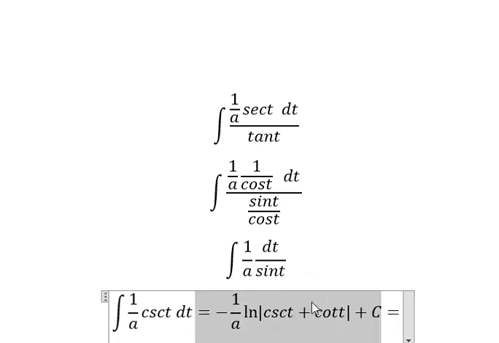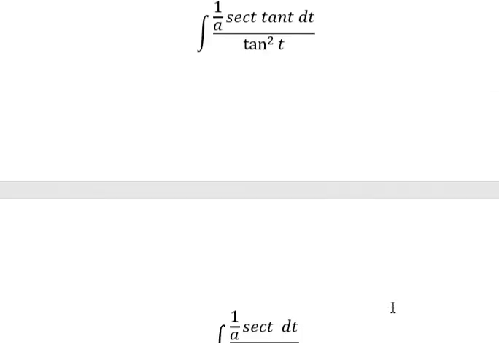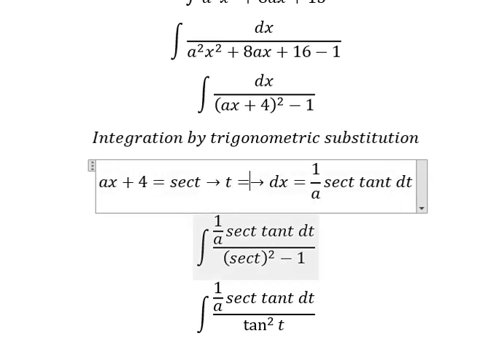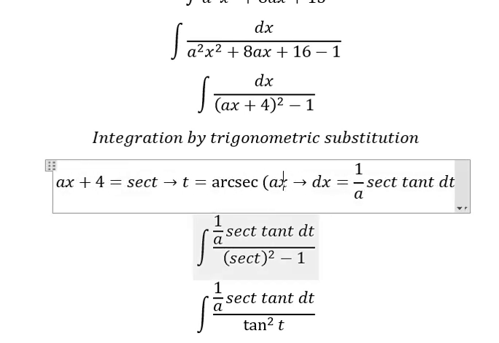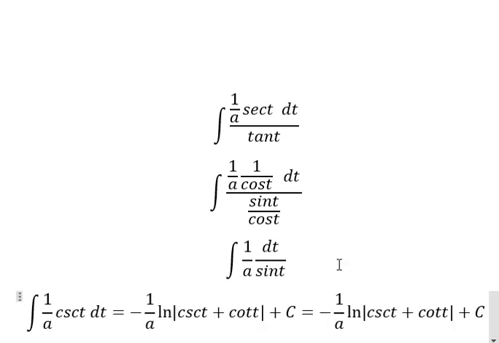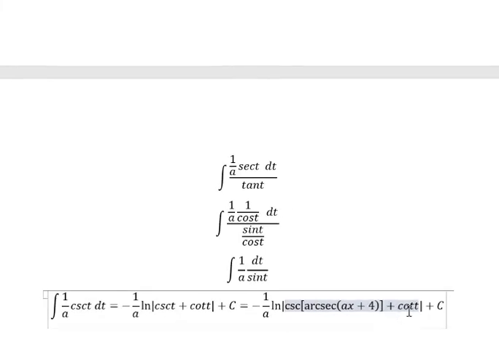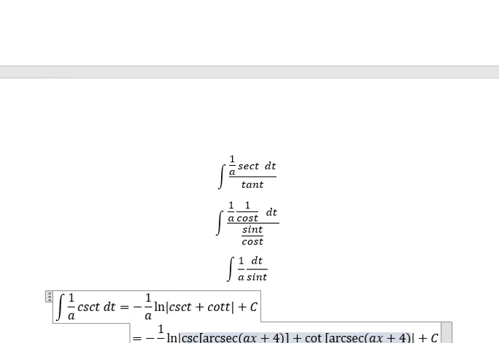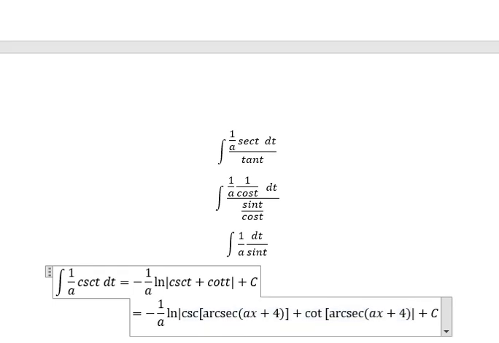About t in here, we need to return back to this one. So we get t equal to arcsecant of ax plus 4. And we put this one to replace t. And that's the final answer.